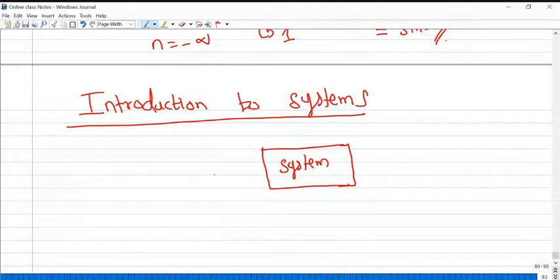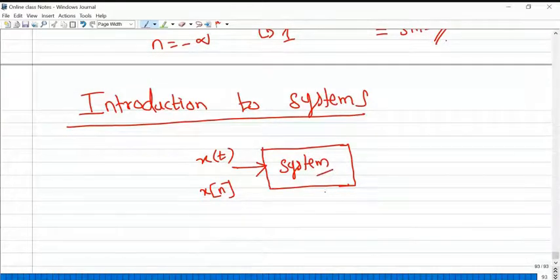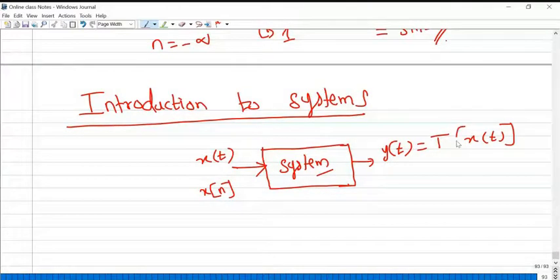It's a physical device which accepts some kind of input: for a continuous time system, x of t; for a discrete time system, x of n, a discrete time signal. Then the system processes this signal based on the characteristics of the system. Then it gives an output y of t equal to transfer function of x of t, or y of n equal to transfer function of x of n.